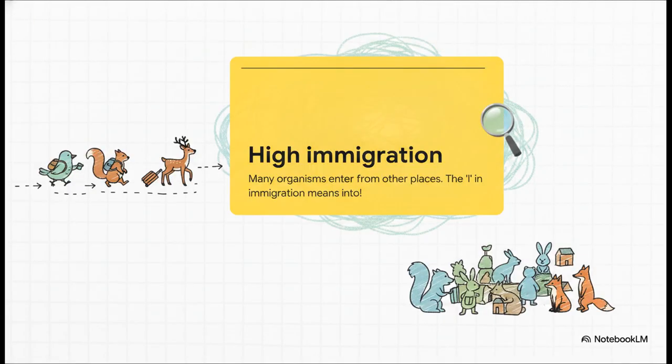And finally, factor number 3, high immigration. Here's a super helpful shortcut to remember this one. Think of the I in immigration as standing for moving into a place. We're talking about organisms from the outside literally packing up and moving into our ecological neighborhood. So even more bodies are being added to the mix.